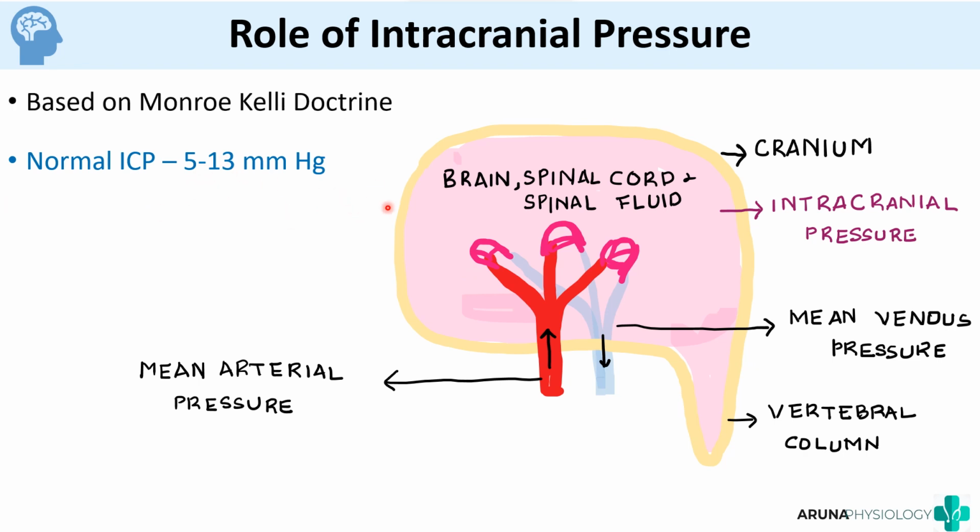So based on the Monro-Kellie doctrine, we know that if any of the contents increases, the intracranial pressure also increases, right? So the body or the brain has got a mechanism by which it tends to compensate for that increase of the content. So suppose the blood flows more, it will try to compensate by decreasing the volume of some other factor so that the total content can remain constant. So this is the main principle of the role of intracranial pressure in regulation of blood flow.